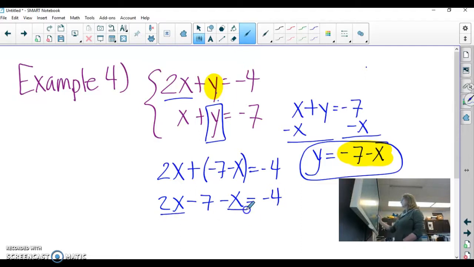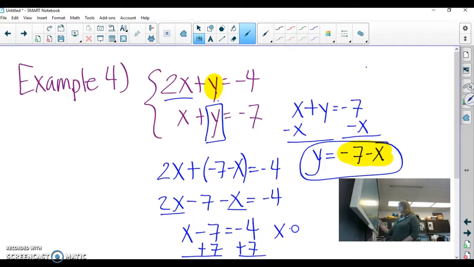Combine your like terms. You've got 2x minus 1x. 2x minus x is 1x. You just leave it as an x. Minus 7 equals -4. Continuing to solve, we're going to add 7, and we end up with x equals 3. So we know our x value, now we need to solve for y.